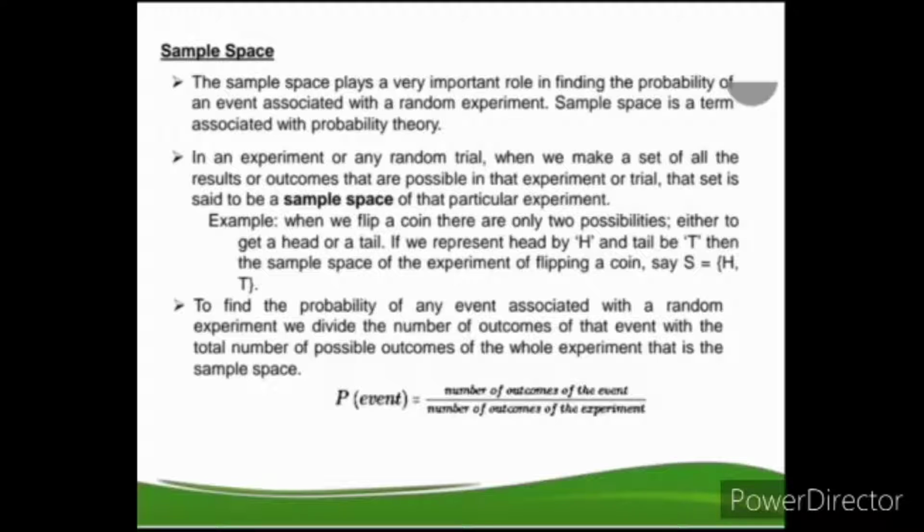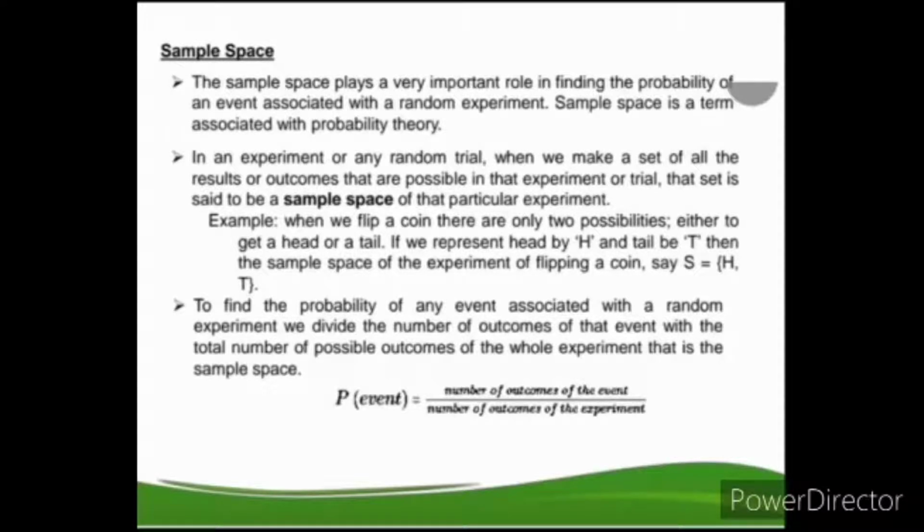To find the probability of any event associated with a random experiment, we divide the number of outcomes of that event by the total number of possible outcomes of the whole experiment, that is, the sample space. Here's the formula: P(event) = number of outcomes of the event over number of outcomes of the experiment.